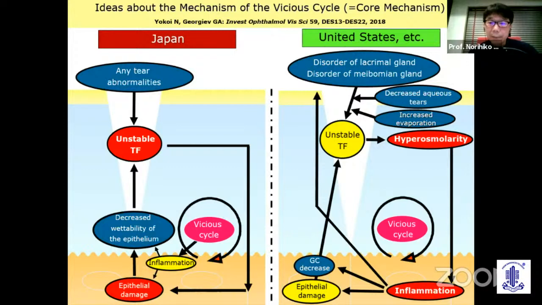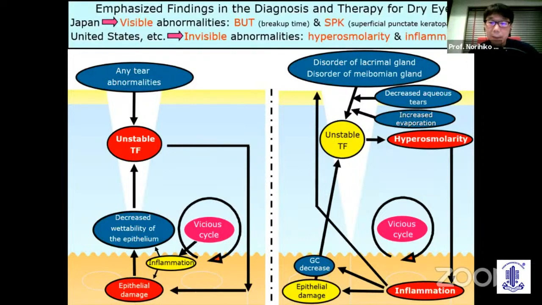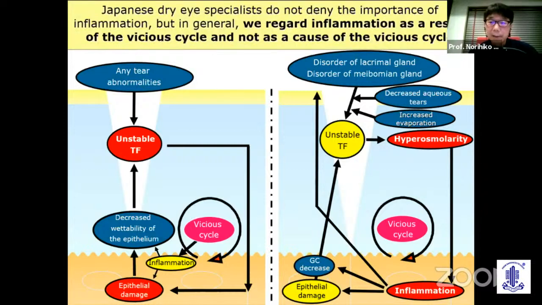Those differing ideas often influence the emphasized findings in the diagnosis and therapy for dry eye. In Japan, we emphasize the visible abnormalities, including breakup time, BUT, and superficial punctate keratopathy, or SPK. In contrast, in the United States and elsewhere, invisible abnormalities, including hyperosmolarity and inflammation, respectively, are emphasized in relation to diagnosis and therapy. We Japanese dry eye specialists do not deny the importance of inflammation, but in general, we regard inflammation as the result of the vicious cycle and not the cause of the vicious cycle.